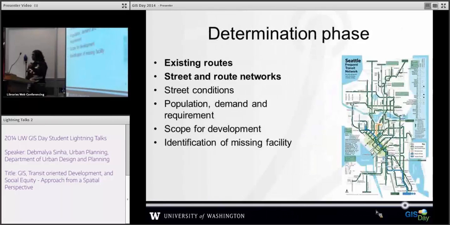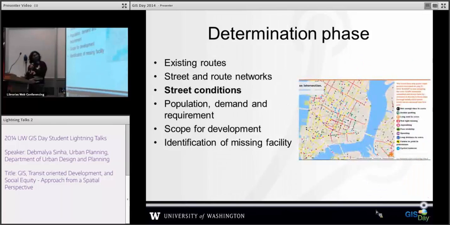Okay, so in the determination phase, it's determined by whether the existing routes are there and what the street and route network is that connects it to other areas. You check whether the frequency of services is there and what the street conditions are, because that's also a point of concern, whether you are concerned about the safety or the connectivity of the area.